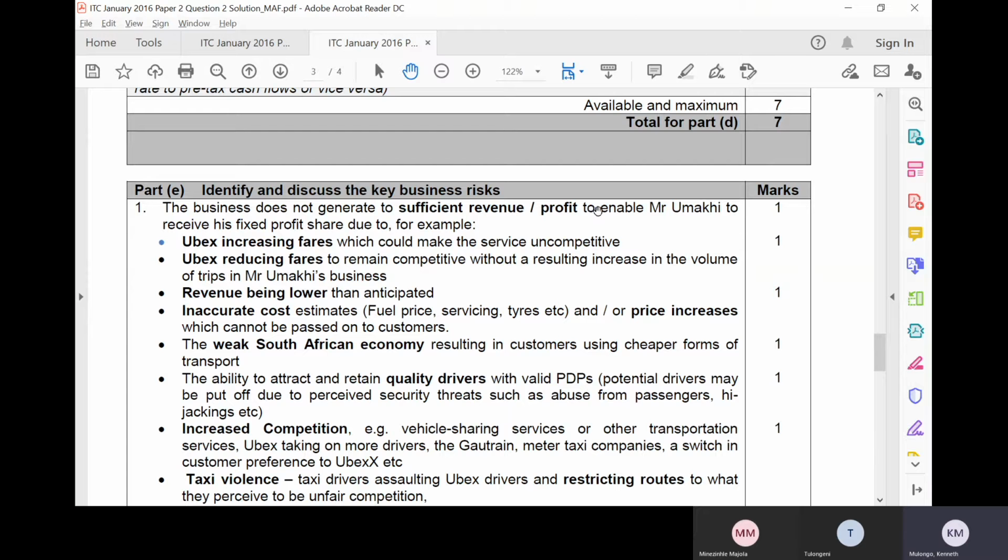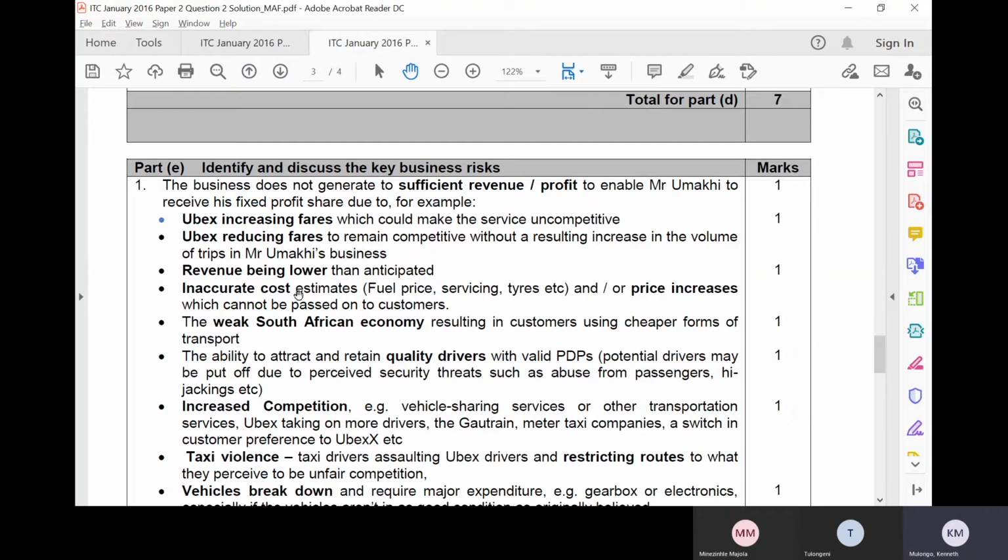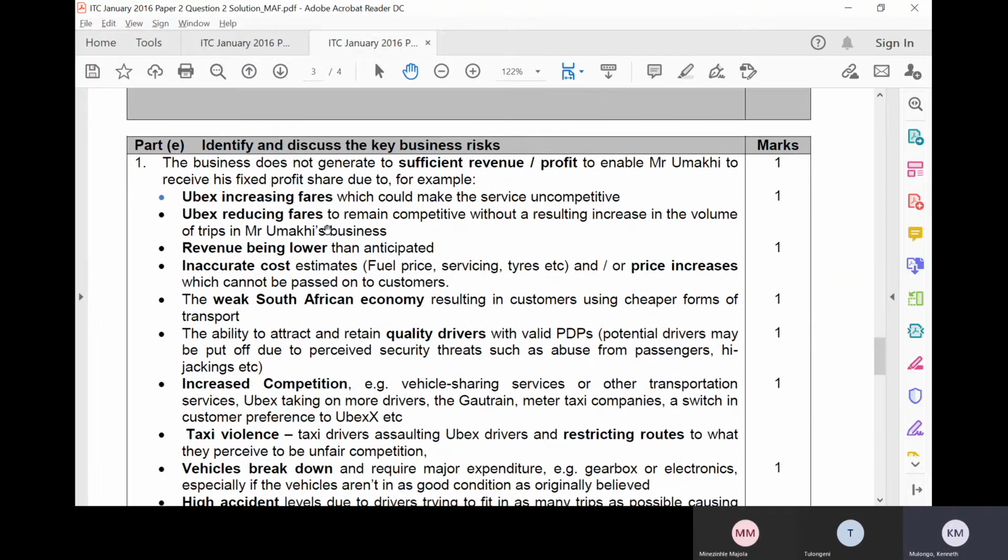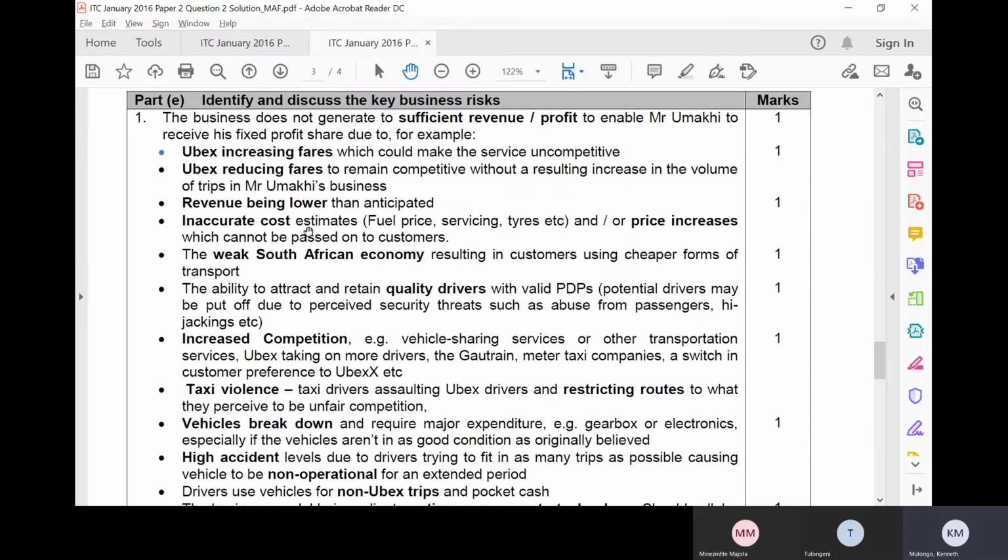So he doesn't make enough revenue or profit because UberX, in real life, would have been increasing their fares, which could make the service uncompetitive. UberX could be reducing fares to remain competitive without a resulting increase in the volume of trips in Mr. Maki's business. Revenue could also be lower than anticipated, so we budgeted a higher amount than what actually happened, and that could just be because our budget was really bad.